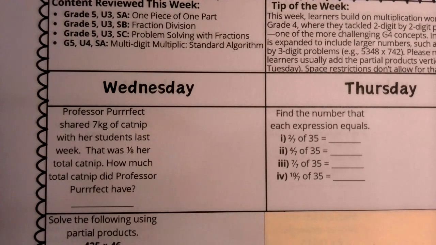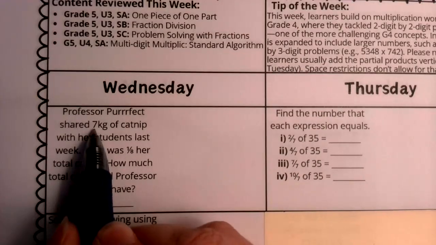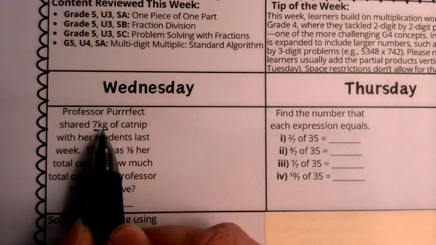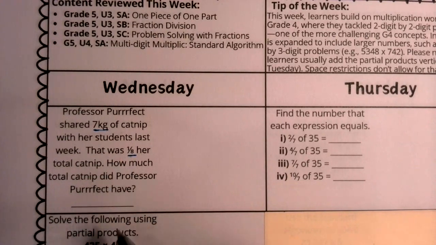Number one says Professor Perfect shared 7 kilograms of catnip with her students last week. That was 1/8 of her total catnip. How much total catnip did Professor Perfect have, right? Well, remember what we're hearing in this problem. She shared this much, 7 kilograms, right? But that was only 1/8 of the total amount of catnip that she had.